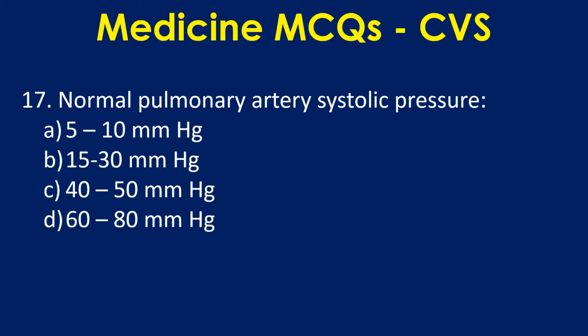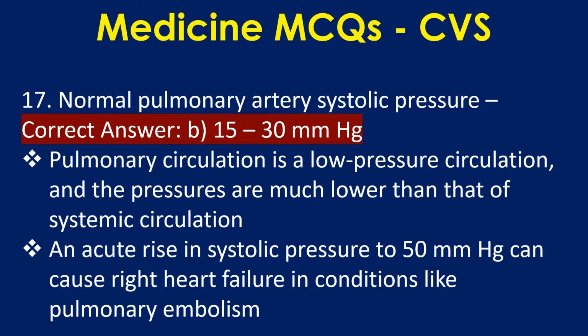Normal pulmonary artery systolic pressure A. 5 to 10 millimeters of mercury, B. 15 to 30 millimeters of mercury, C. 40 to 50 millimeters of mercury, D. 60 to 80 millimeters of mercury. Correct answer B. 15 to 30 millimeters of mercury.